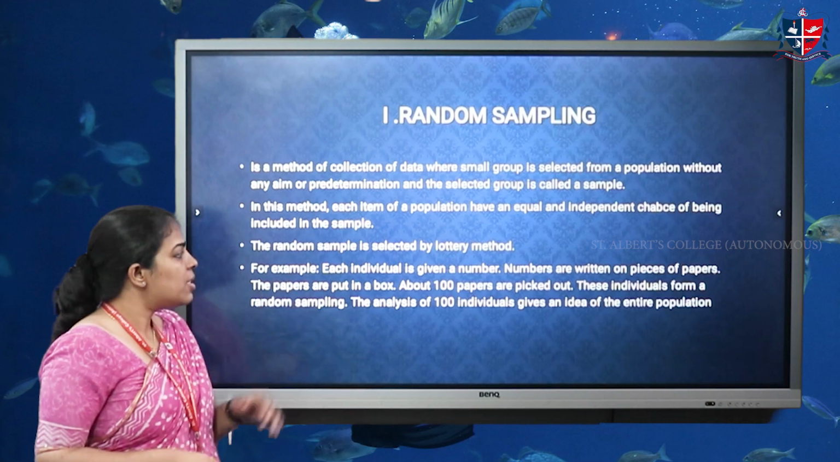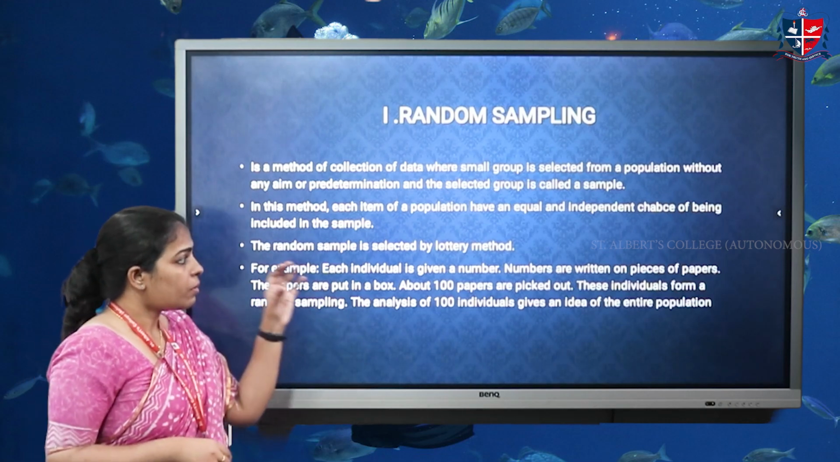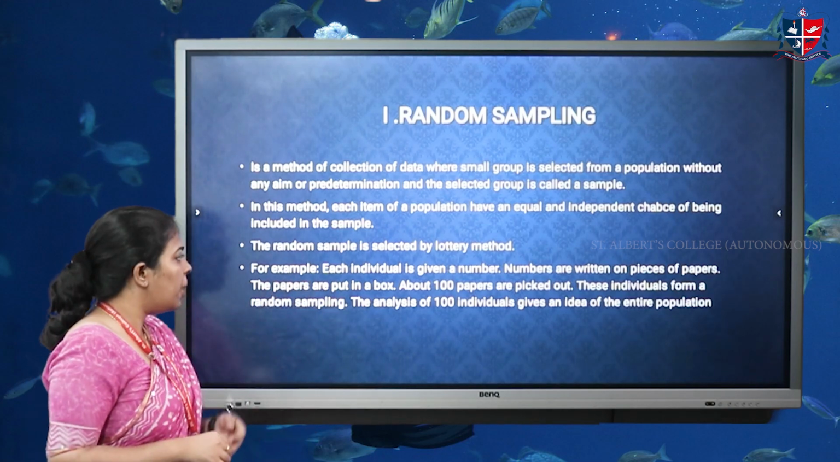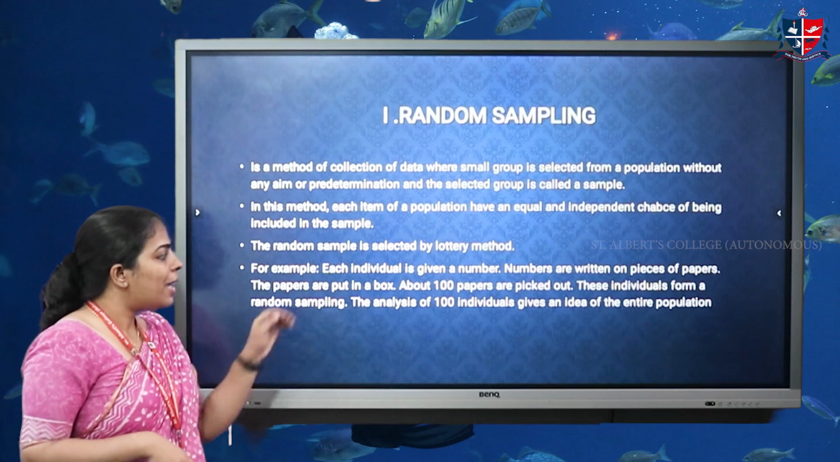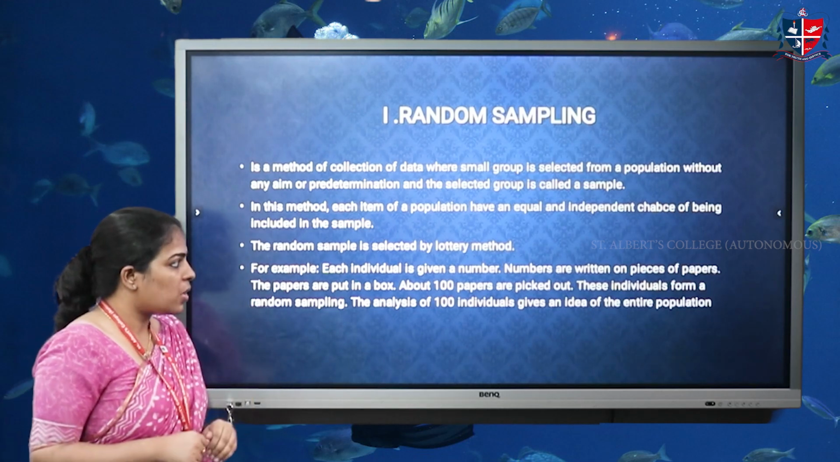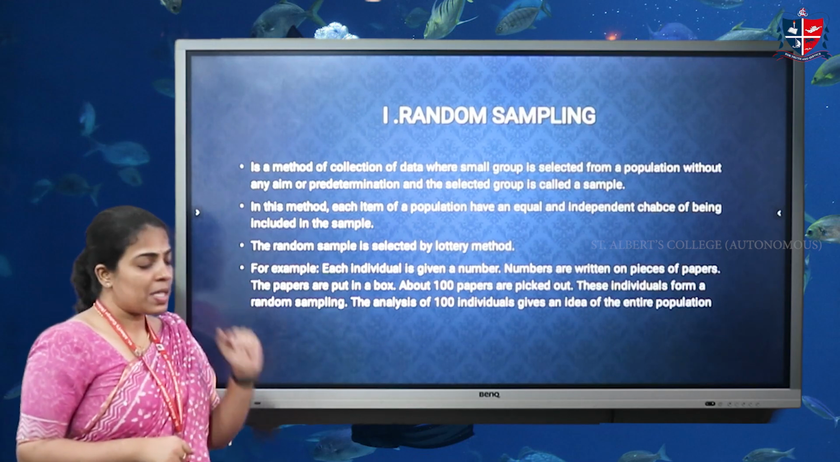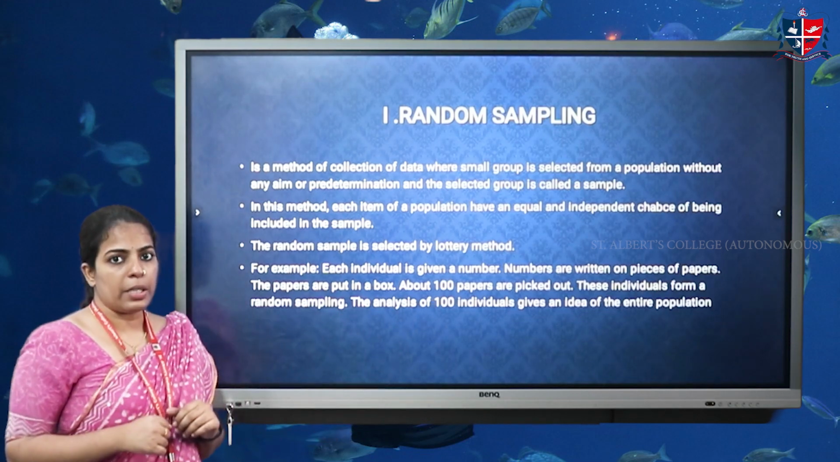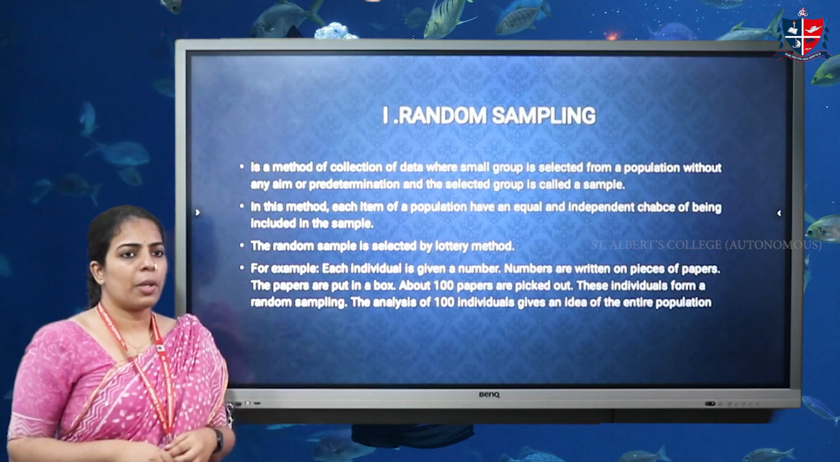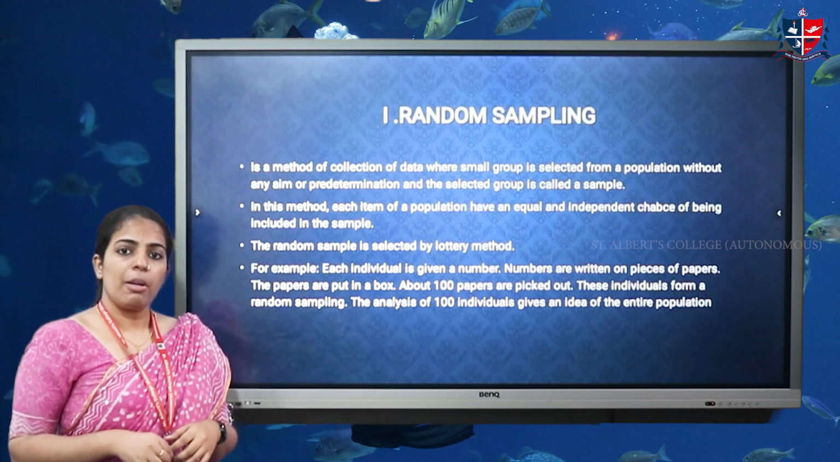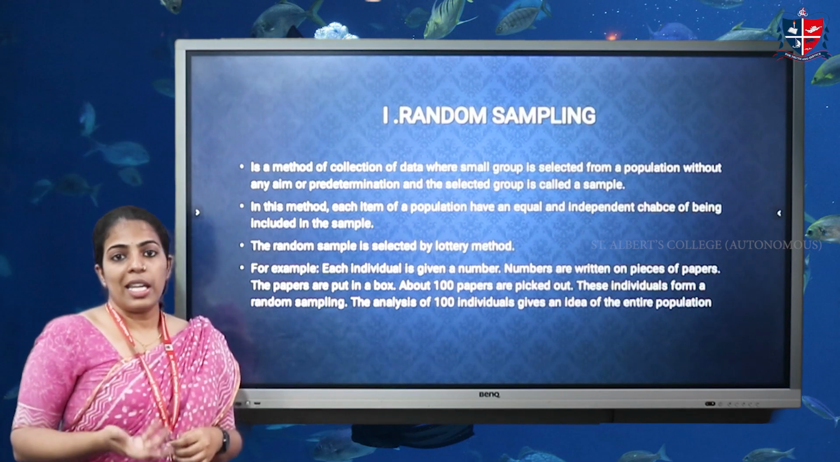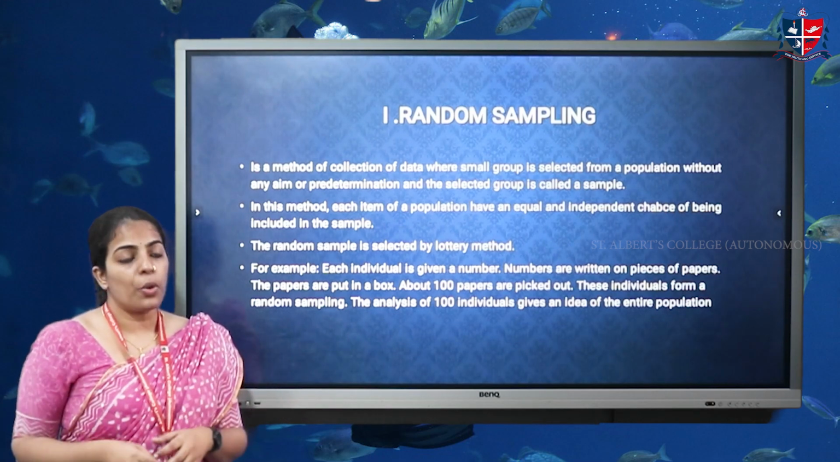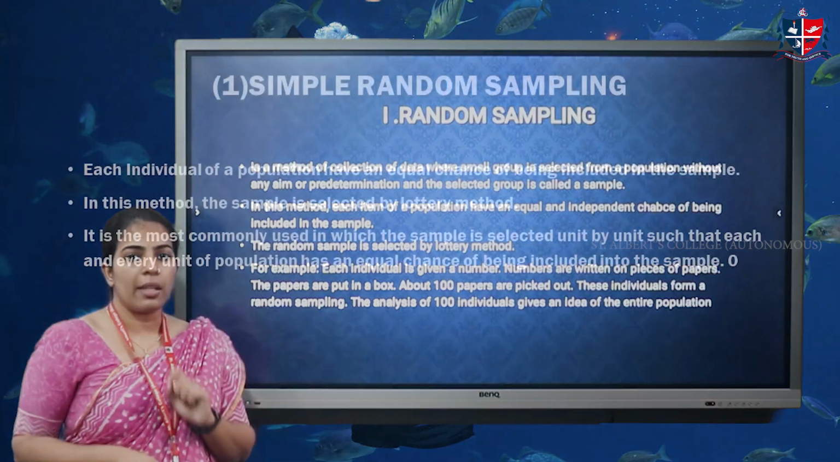For example, each individual is given a number. Numbers are written on pieces of paper, the papers are put in a box, and about 100 papers are picked out. These individuals form a random sample. The analysis of 100 individuals gives an idea of the entire population. It simply means we are randomly collecting from a population, like a lottery where each and every individual has an equal chance of being selected.